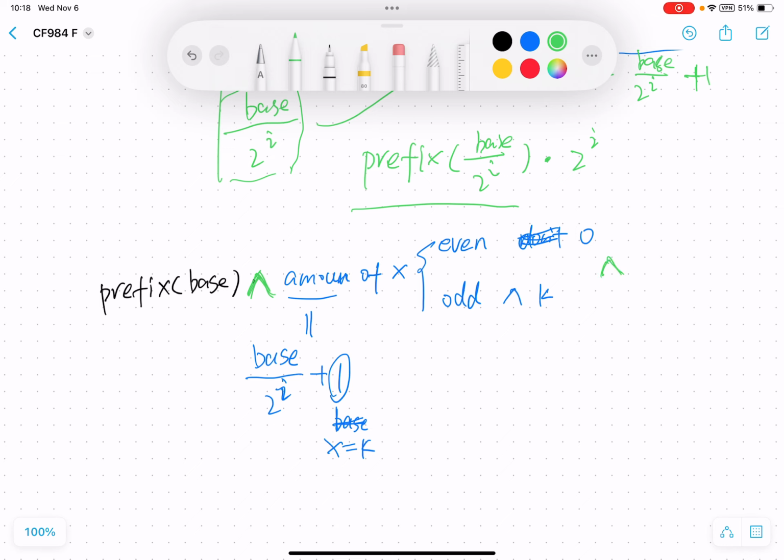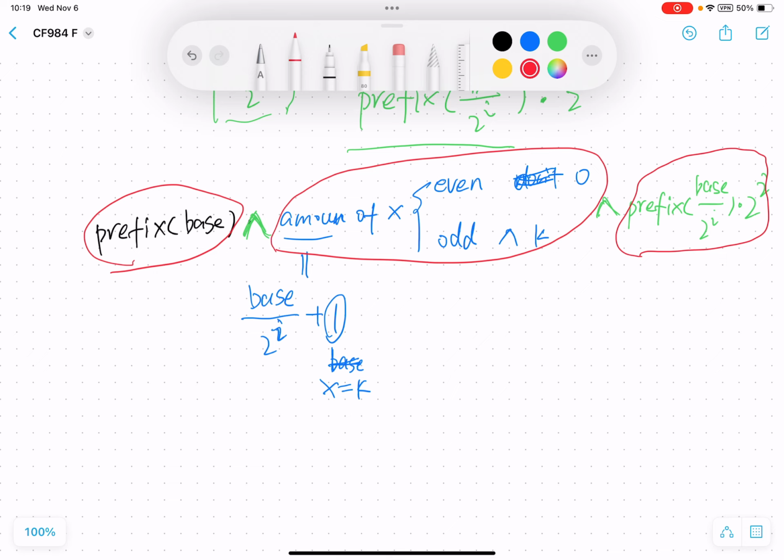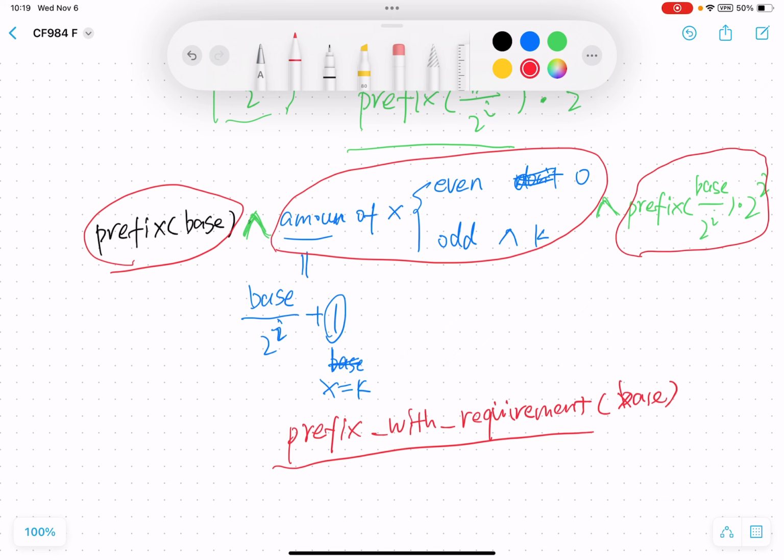XOR. So the last part for XOR will be prefix base divided by 2 to the power of I and multiply 2 to the power of I. So we need to XOR these 3 parts, and it will be the final answer of prefix with requirement. This will be the final answer that can meet the requirement of this problem.